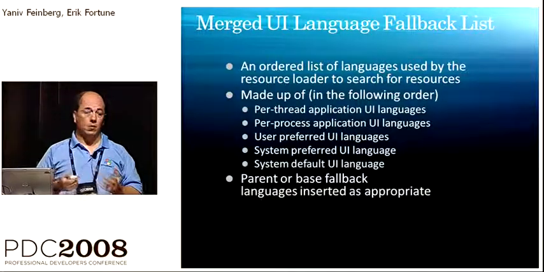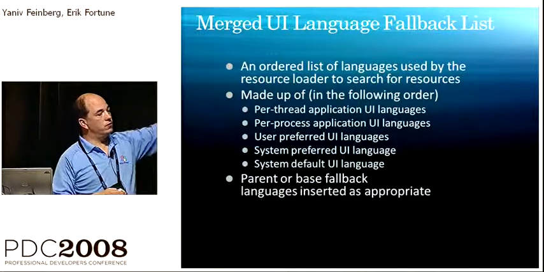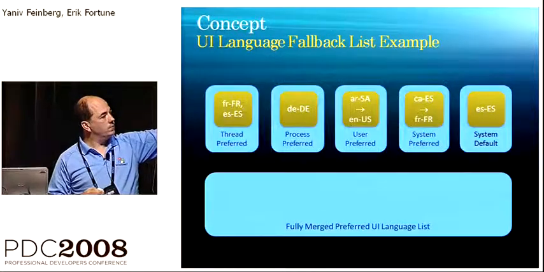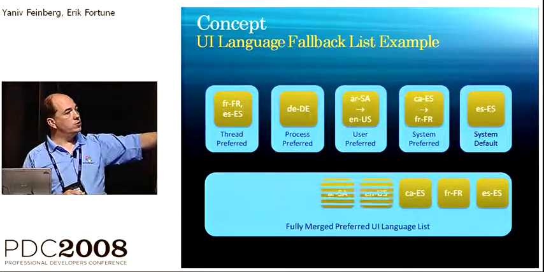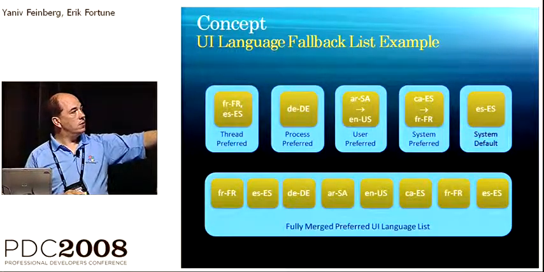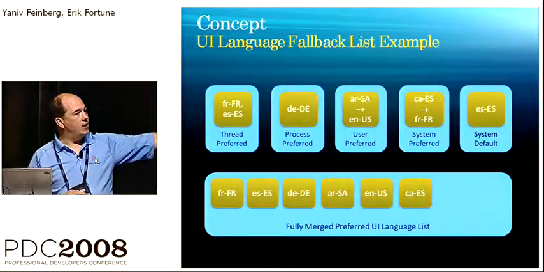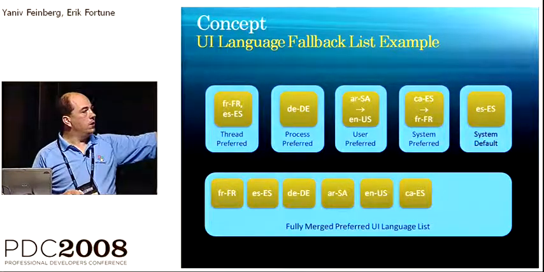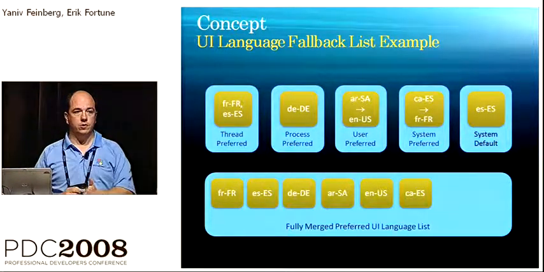So how this works, all the settings are essentially composed, and you don't really need to know the details of this. They're all composed into a list. And here's a list of all the settings. You can see they're all composed together into a list, and then we remove duplicates, and we insert parents. So there's our duplicates. The parents are already inserted. And in the end, we end up with this fully merged preferred UI language list, which is the exact order that the Win32 resource loader will search for resources in external files.